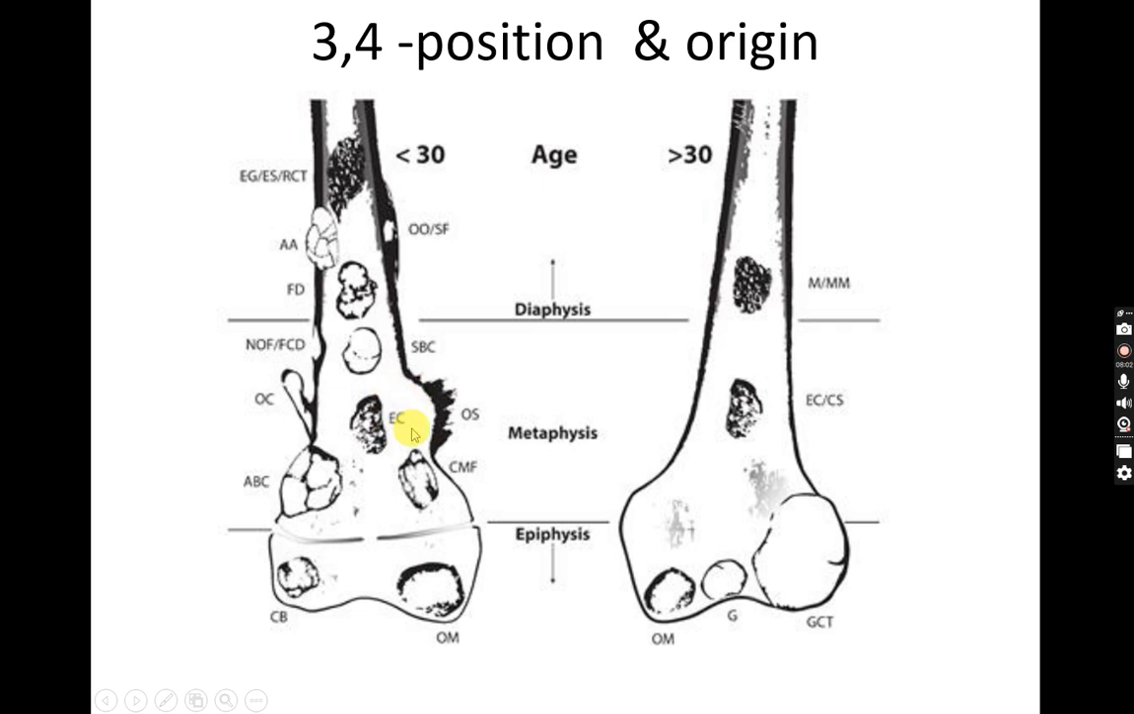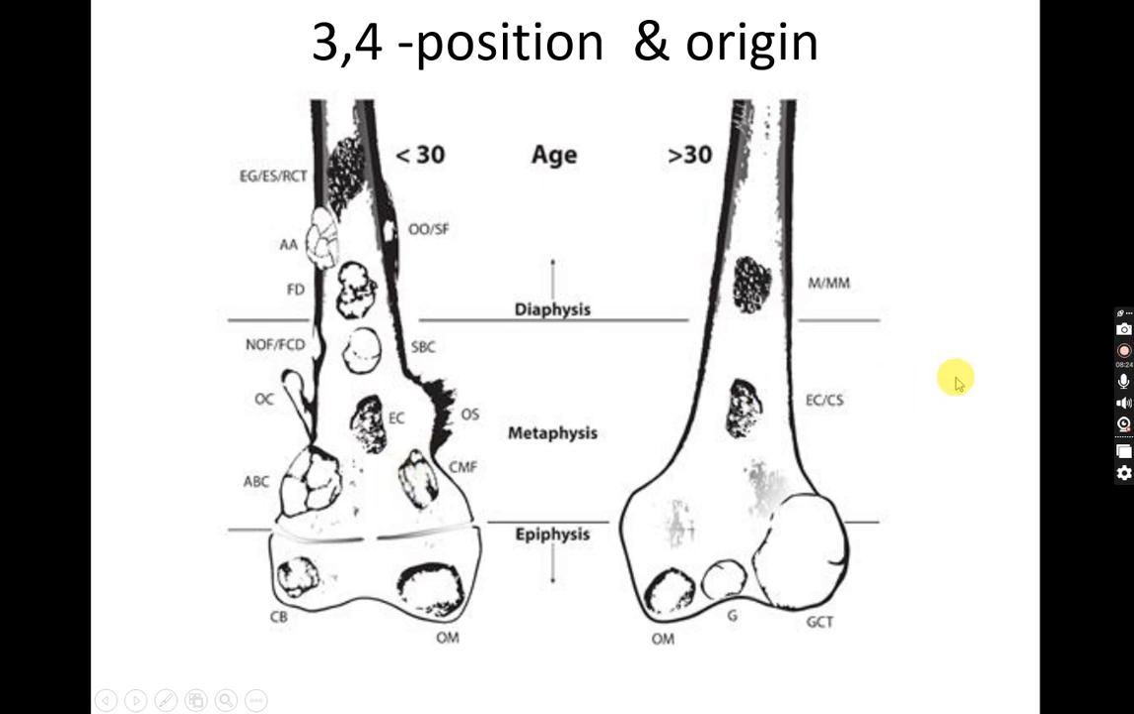It will be metadiaphyseal. It will be relatively eccentric. It will show cortical break, periosteal reaction. It will be more metaphyseal than the Ewing sarcoma, which will be more diaphyseal. Then these two, chondromyxoid fibroma and aneurysmal bone cyst, they are medullary lesions, but they will be relatively peripherally placed.